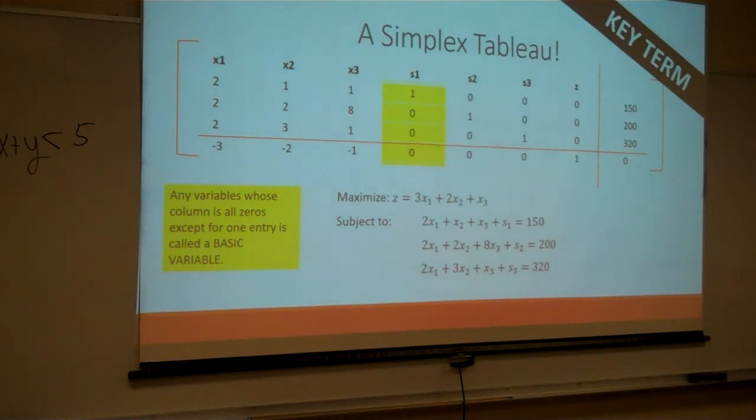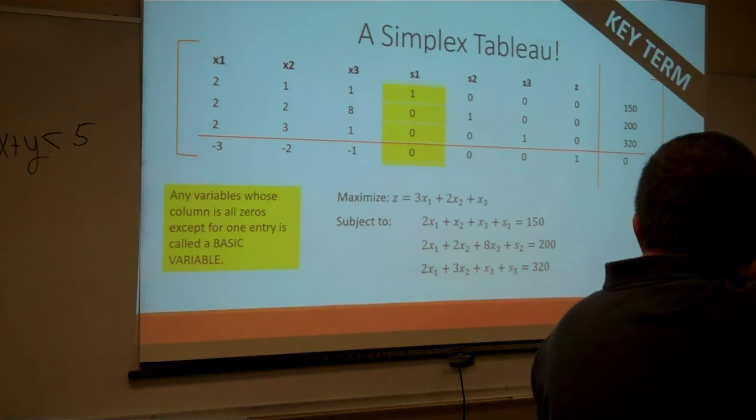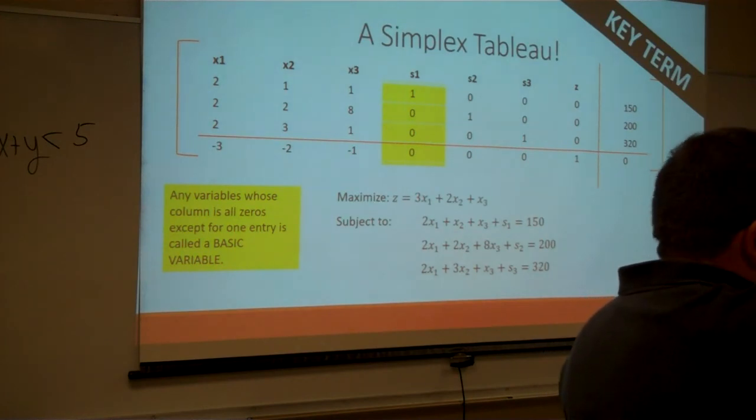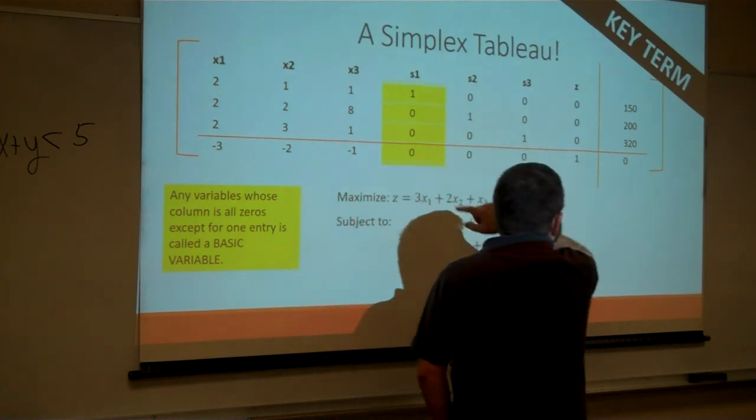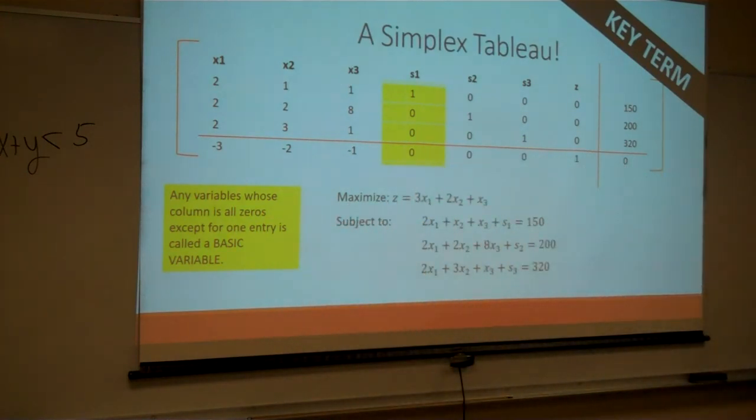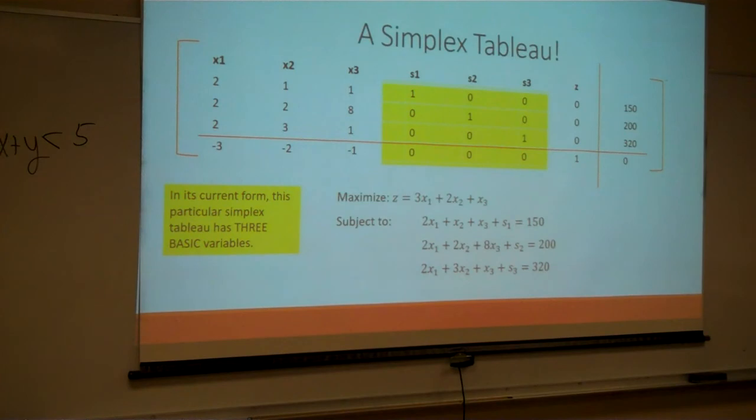So in this case, at this moment, in this form of the simplex tableau, we haven't done anything, we haven't multiplied any rows or anything like that yet. Slack variable 1 is a basic variable. For that matter, so is slack variable 2, and so is slack variable 3. At this step of the problem, those are the basic variables.